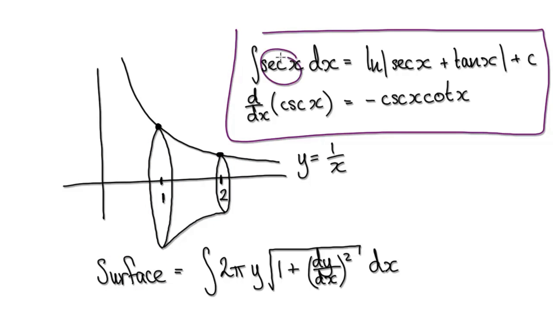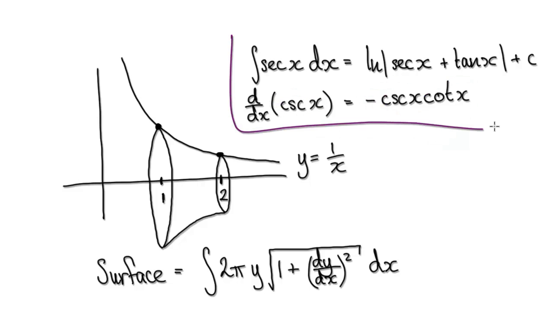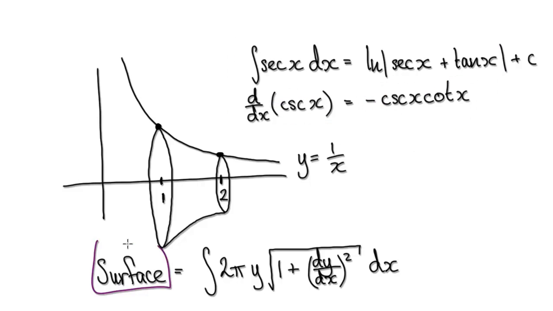So when you integrate this, it will give you this. We've done this before. When you differentiate this, it will give you this. So that means that whenever you see this, if you integrate it, it will give you the negative version of this. Okay, so I'm expecting you to know this. Work out the surface area. So press pause and have a go.